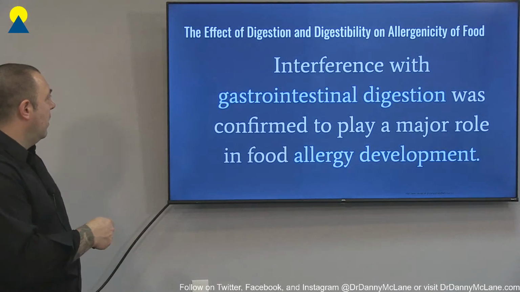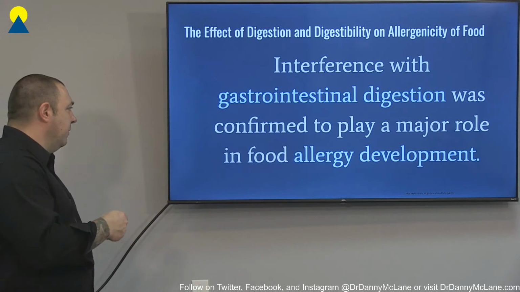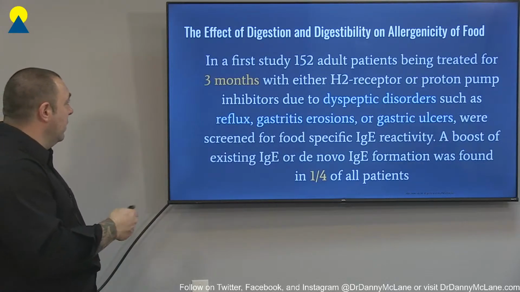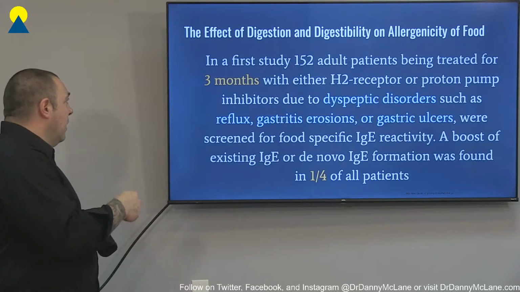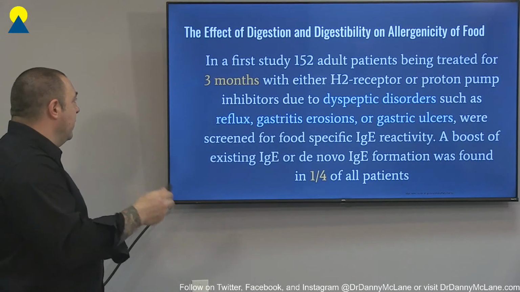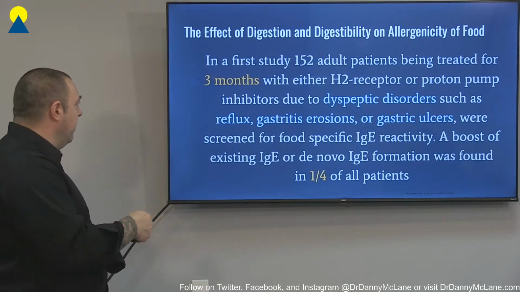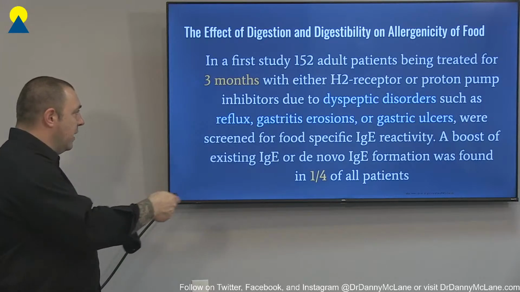There we go. Interference with gastrointestinal digestion was confirmed to play a major role in development of food allergy. Right there. Okay. The first study, here's where we start to dig into that a little further. First study of 152 adult patients being treated for 3 months with either an H2 receptor or proton pump inhibitor due to dyspeptic disorders such as reflux, gastritis, erosions, or gastric ulcers.